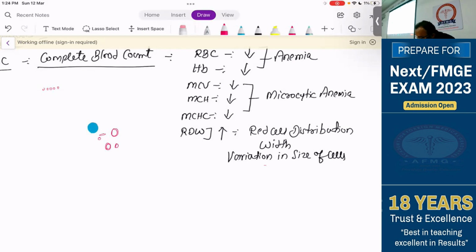And this is also called anisocytosis. If it is asked in which condition anisocytosis is more, in IDA it will be more. Which parameter in CBC suggests anisocytosis? That is the red cell distribution width. Which parameter suggests the variation in size of the RBCs? That is again RDW.